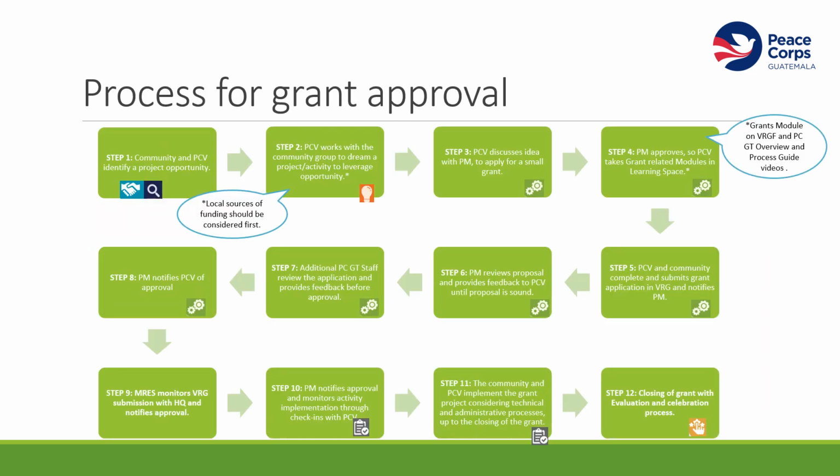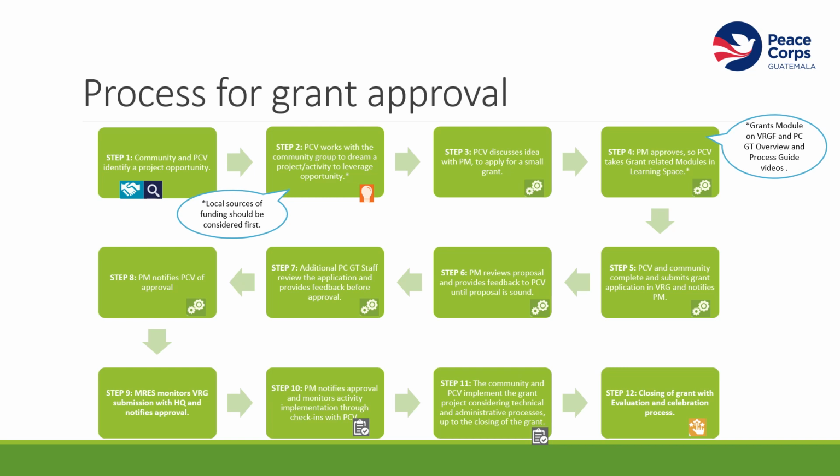Let's review the process of grant approval together. There are 12 minimum steps here in Peace Corps Guatemala and different levels of approval that need to happen. As you can see, in step number 1, the community and the PCB identify a project opportunity. In step 2, the PCB works with the community to dream the project to leverage the opportunity. In this second step, it's important that local sources of funding are considered first.